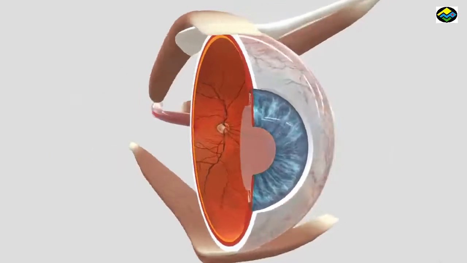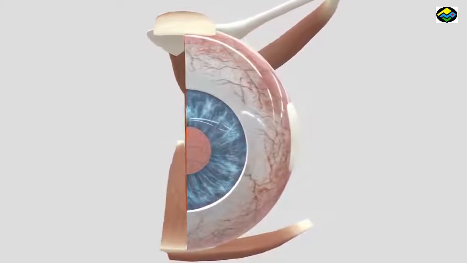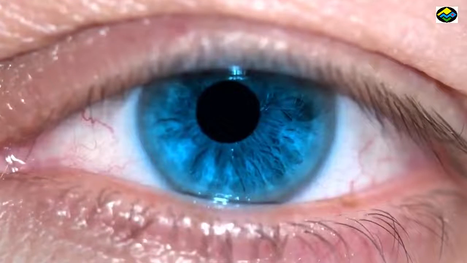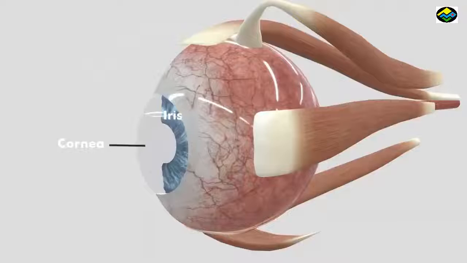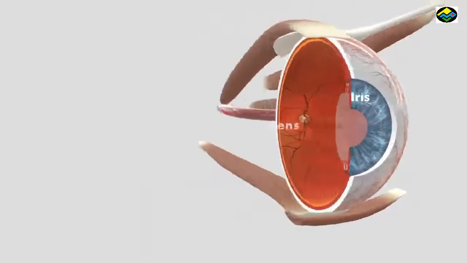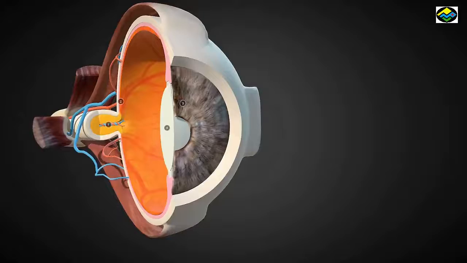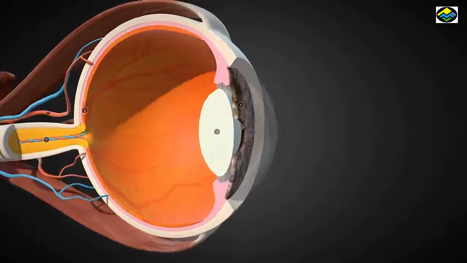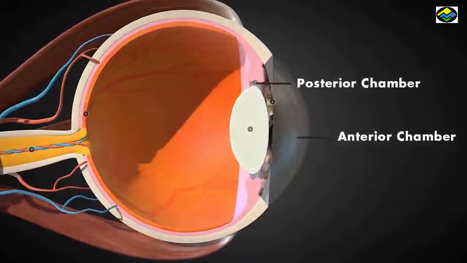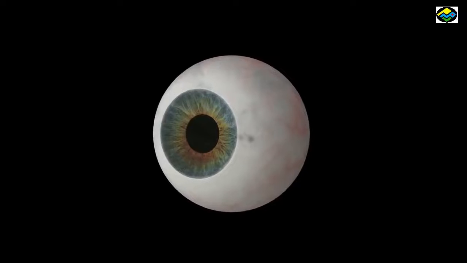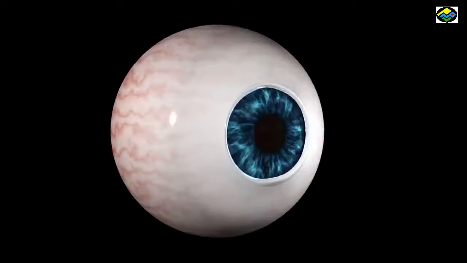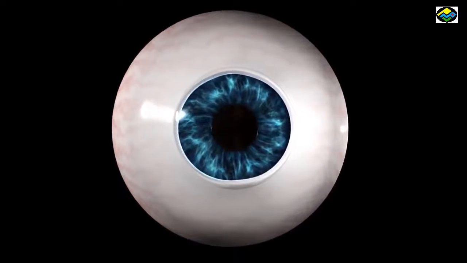Middle layer contains iris, which is the visible part of the eye. Iris has different colors in different people. Iris is present behind the cornea and in front of the lens. Iris divides the anterior segment of the eye into anterior and posterior chamber. Iris is circular in shape and has pigments. These pigments impart color to iris.